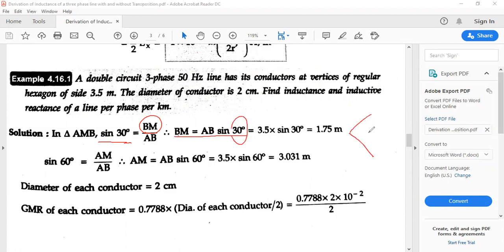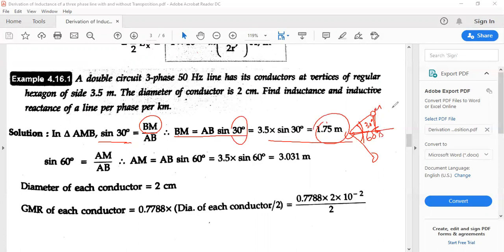How did I find it as sine 30 degree? It is 360 degree divided by 6, which is 60 degree, and this is the angle that was present there. You can find this angle to be 30 degree, and what you can use here is sine 30 with respect to this angle. So 3.5 into sine 30, that is 1.75 meter as the distance bm.